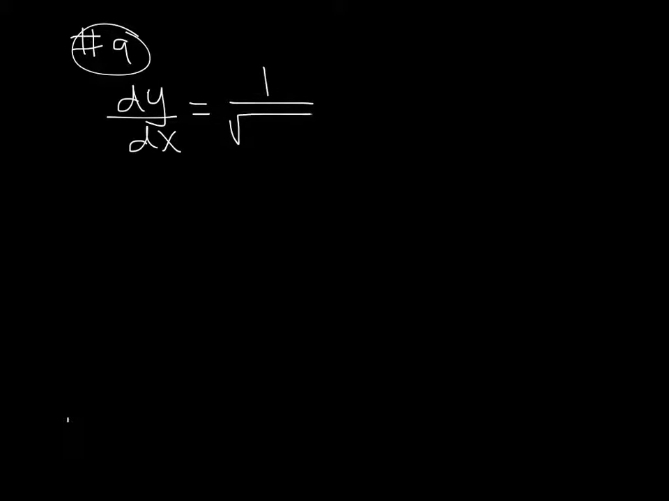Okay, let's try number 9. So number 9, our given differential equation is dy/dx equals 1 over the square root of 1 minus x squared, a very interesting rational function. And our initial condition is y of 0 equals 0.